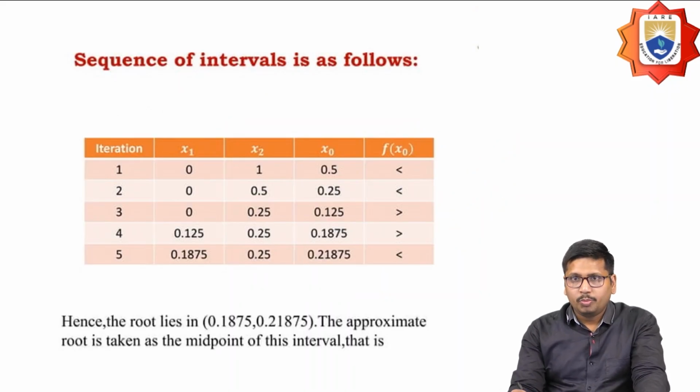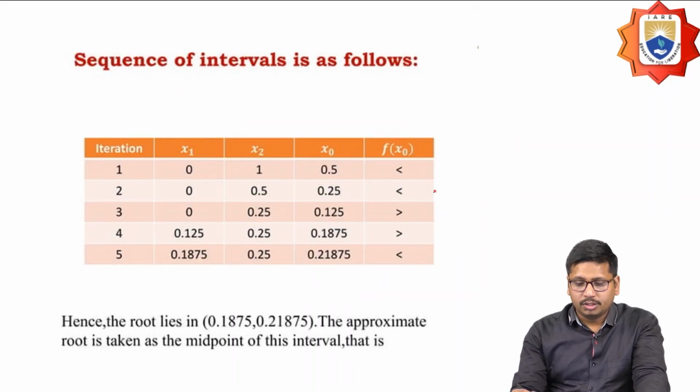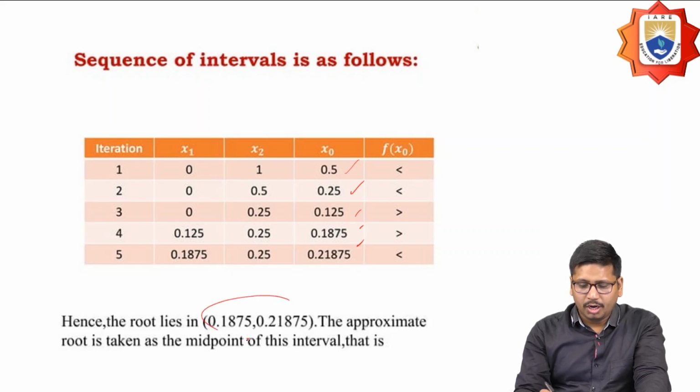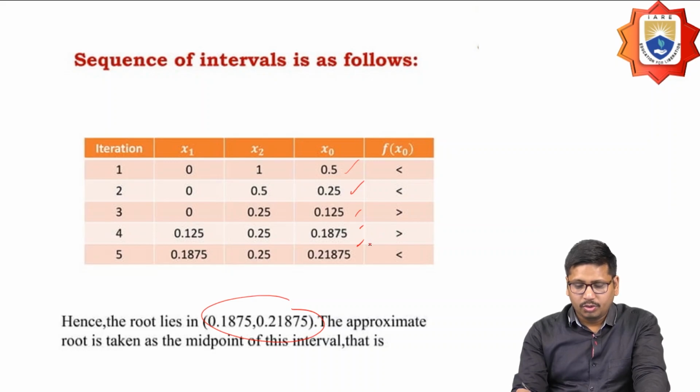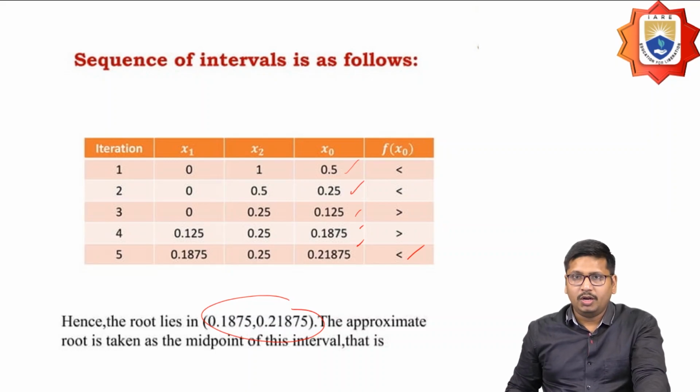So like this, we are going to substitute these values in that equation. At first I'm going to get x0 as 0.5 and later I'm getting 0.25, and if I'm going to do like this, finally here the value is the same, so that's why the root is going to be lying in between 0.1875 to 0.218. So this should be the root value of this equation.